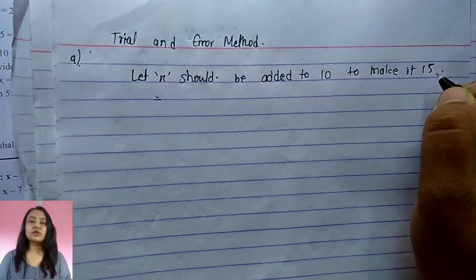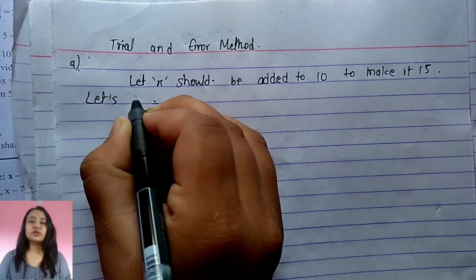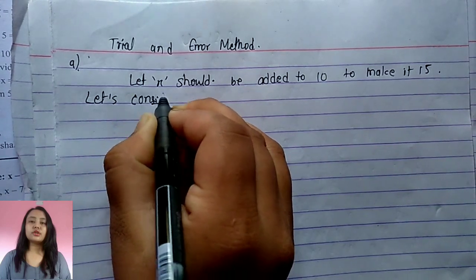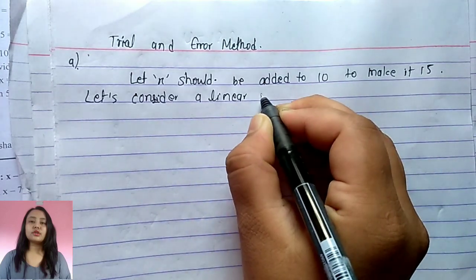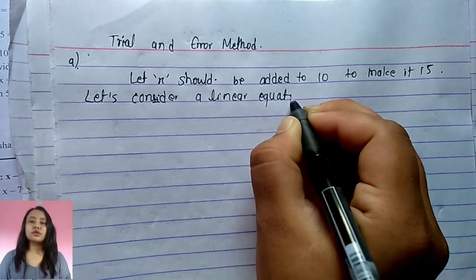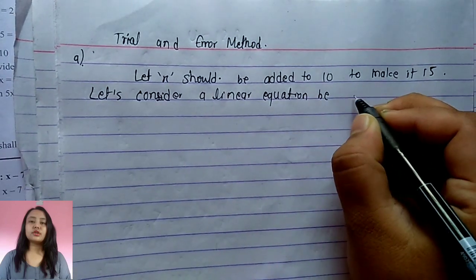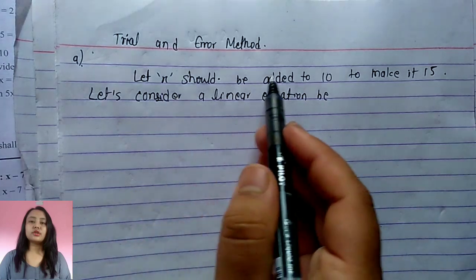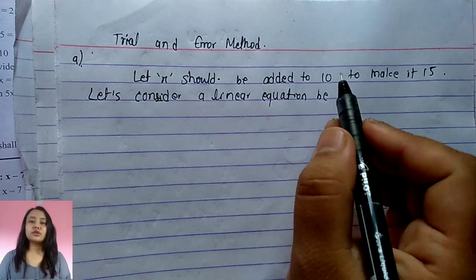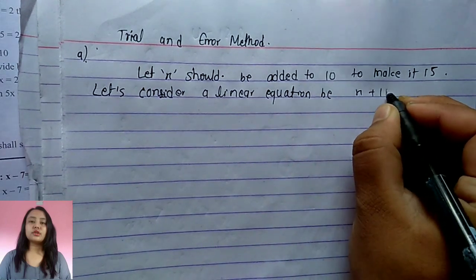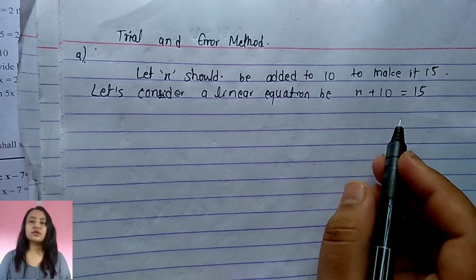15. Okay, and now let's consider a linear equation of it. We call the mathematical expression a linear equation. Now what the question is saying: x should be added to 10 to make it 15. That means x plus 10 should be equal to 15. So the question is asking you like this.